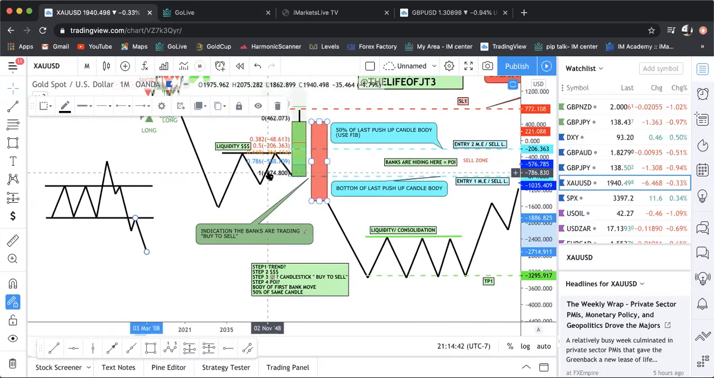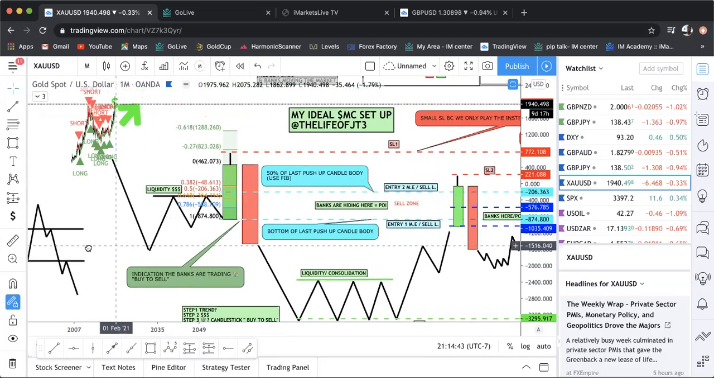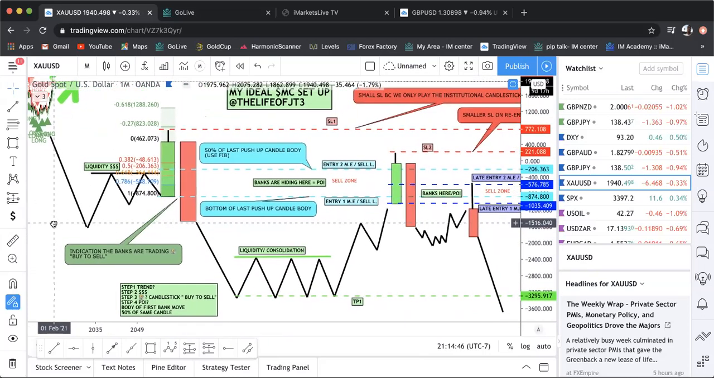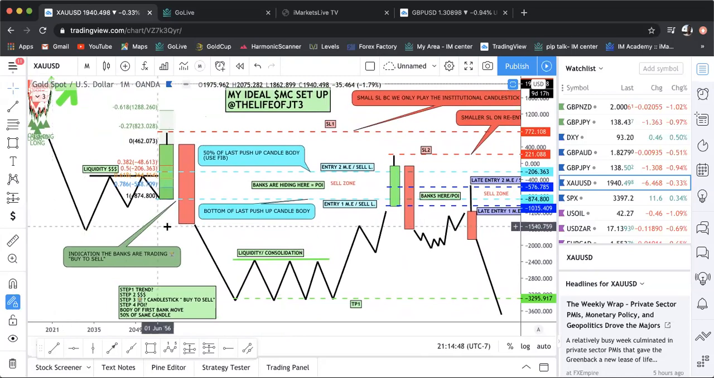Just before I get into that, I just want to catch everybody up. Step one, trend. Step two, money. Step three, where the banks are hiding. Now step four, our point of entry. Our first point of entry is going to be the body of the first bank move. As you guys already know, the banks are buying to sell right here. So the body of our first bank move is right here.